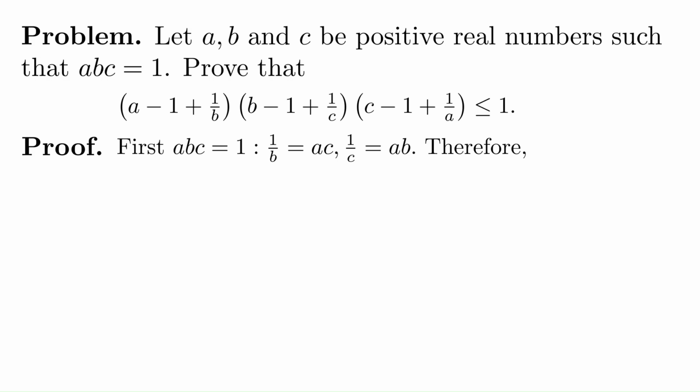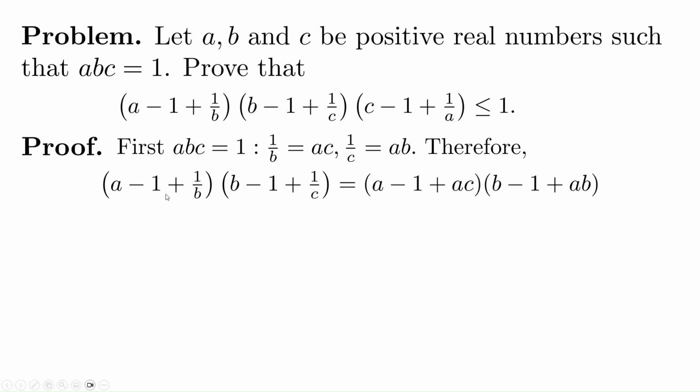The first step is to simplify the fractions using ABC equals 1. For example, 1 over B equals AC and 1 over C equals AB. Then, the first two factors of the left-hand side can be simplified: 1 over B is replaced by AC and 1 over C is replaced by AB.